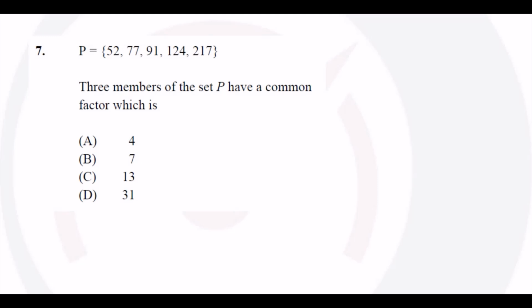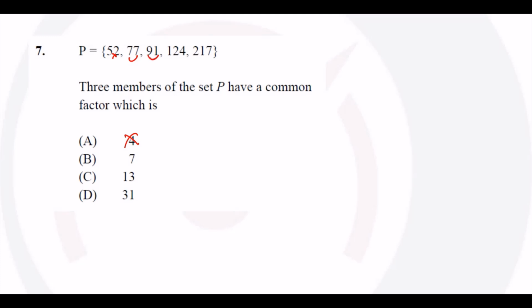Alright, let's test 4. 4 into 52. But then we look at it, common sense: 4 cannot go into 77, 91, and 217 without leaving a remainder. So 4 is out. So we could try 7. 7 won't go into 52 without leaving a remainder. But 7 into 77, that worked. 7 into 91 goes 13 times, so this would work.